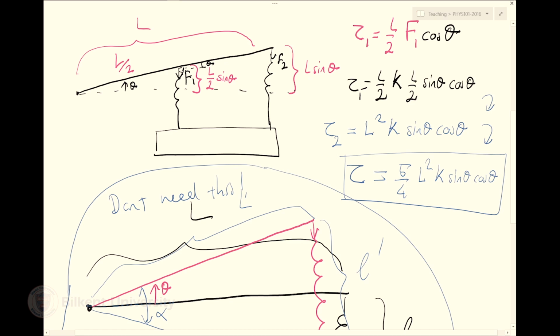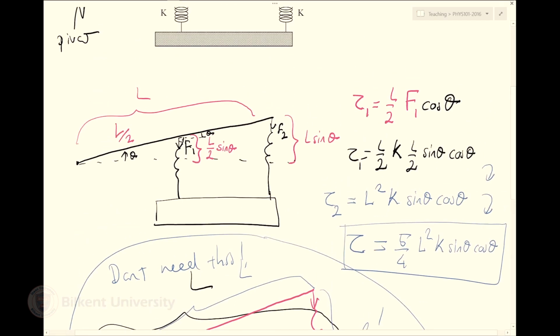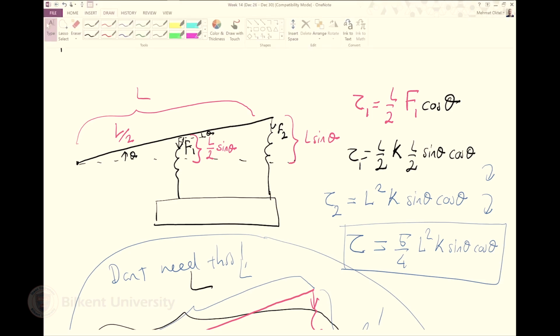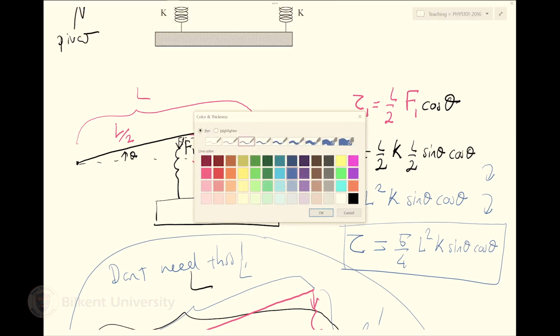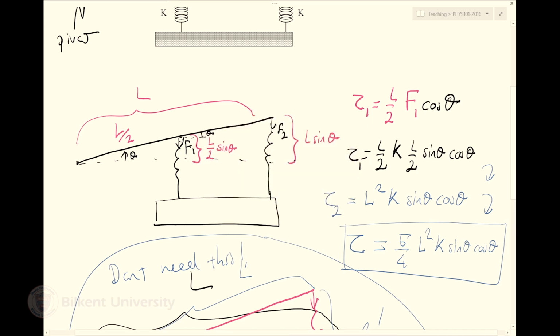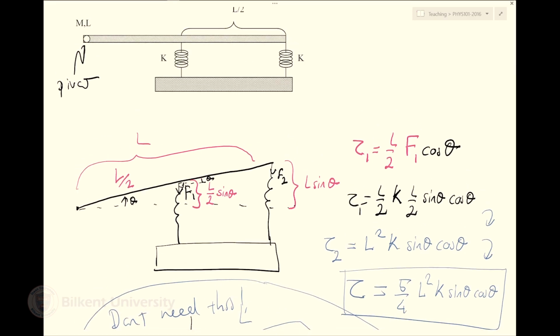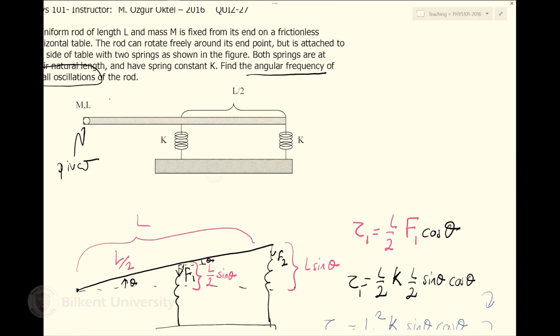Now I've calculated the torque. What do I need? I also need the moment of inertia. I'm amazed that no one actually asked me what the moment of inertia of this rod is, presumably because everyone remembers. Really? I'm amazed. So now I would say the moment of inertia around the pivot point is 1/3 m L square.